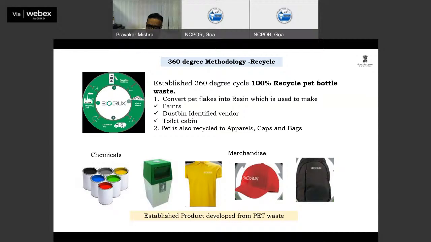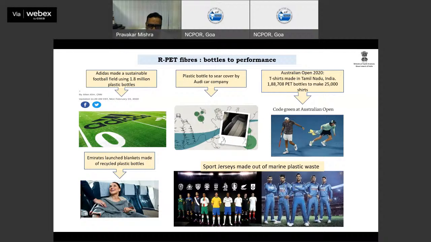Similarly, rPET fibers are being made. Adidas made a sustainable football kit, and plastic bottles were turned into car covers by the Audi car company. Similarly, Australian Open 2020 T-shirts were made in Tamil Nadu, India. More than 1.8 lakh PET bottles were used to make 25,000 shirts. Similarly, sports jerseys are made out of marine plastic waste, and Emirates launched blankets made of recycled plastic bottles.